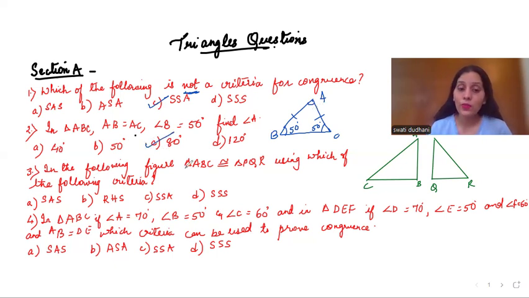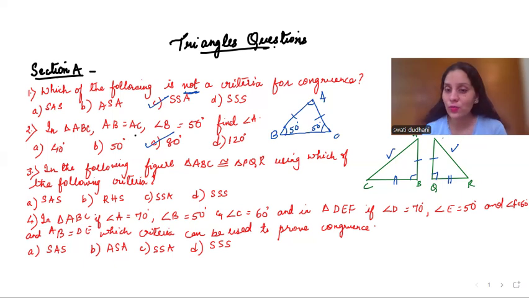Now, next one. In the following figure, triangle ABC and triangle PQR are congruent using which of the following criteria? So, it is given that they are congruent. So, which criteria satisfies this? So, now here we can see that it is given both are 90 degrees, this equal to this and this equal to this. It is given. So, now which criteria is this? Now here, not every right angle triangle follows RHS criteria. No. So for RHS criteria, your hypotenuse should also be equal. But here I see that my hypotenuse are not equal. So it is not RHS.